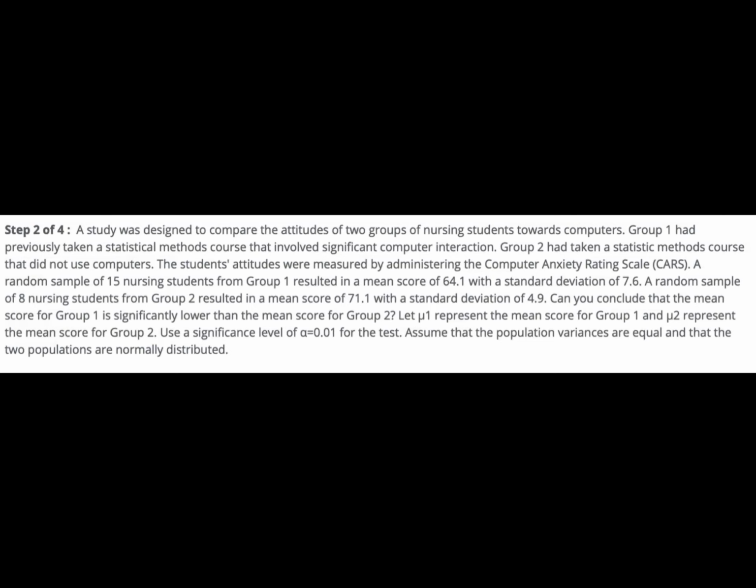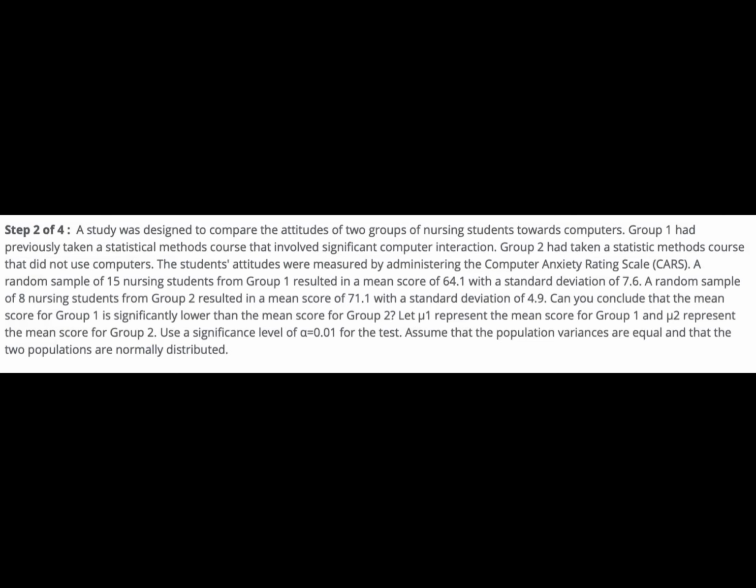Group 2 had a statistics methods course that did not use computers, so Group 1 used the computers and Group 2 did not. The students' attitudes were measured by administering the computer anxiety rating scale. A random sample of 15 nursing students from Group 1, so from the first population we've taken a sample of 15, had a mean of 64.1 and a standard deviation of 7.6. Then from the second population, those that did not use the computer, they took a sample of 8, and they had a mean of 71.1 and a standard deviation of 4.9.